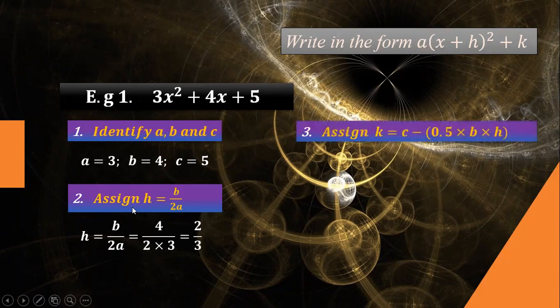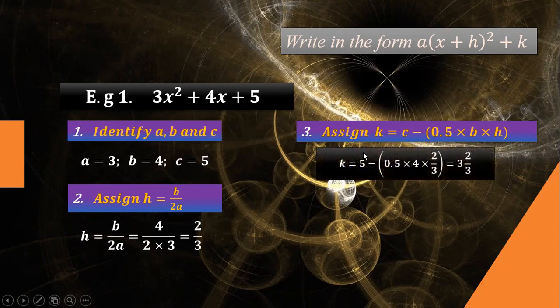Awesome. 3, we're going to assign k to be equal to c minus (0.5 times b times h). Very important to put the brackets and copy this down exactly and enter it into your calculator exactly. c is 5, take away sign, open brackets, 0.5 times b, which is 4, which goes here, times h, which is 2/3, which goes here, close brackets, and then you press the equal sign.